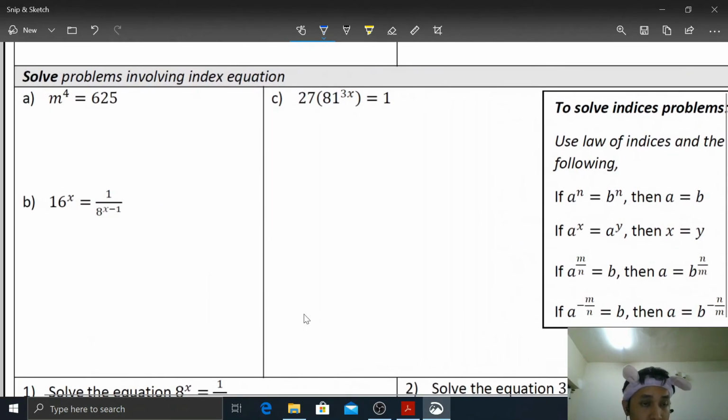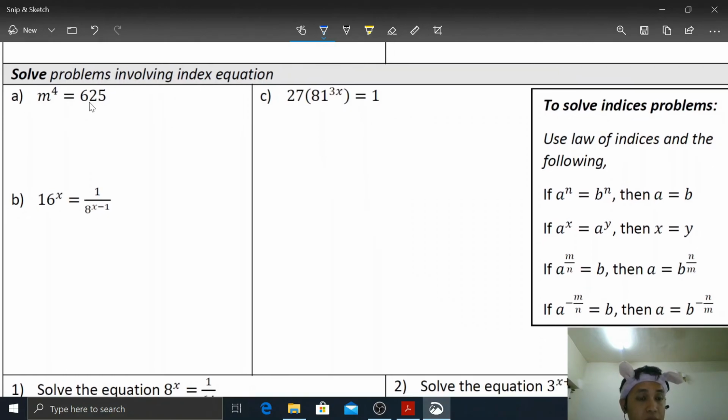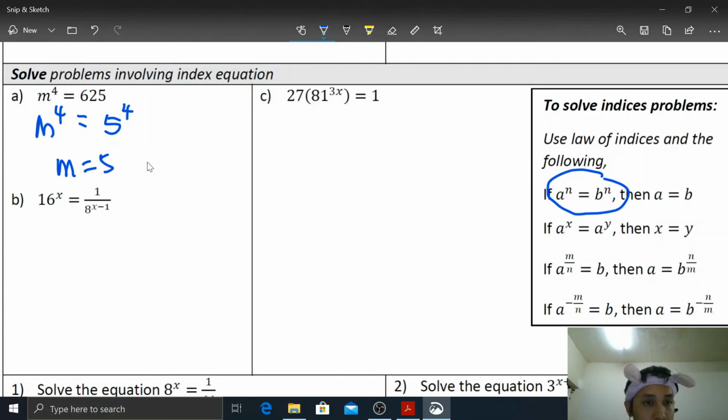The first one, m to the power of 4 equals 625. I think we need to solve this by making it the same power. So m to the power of 4, this should be 5 to the power of 4, if I'm not mistaken. If wrong, let me know. So m is also equal to 5. Done. I change it to the same indices. For question B, 16 to the power of x.